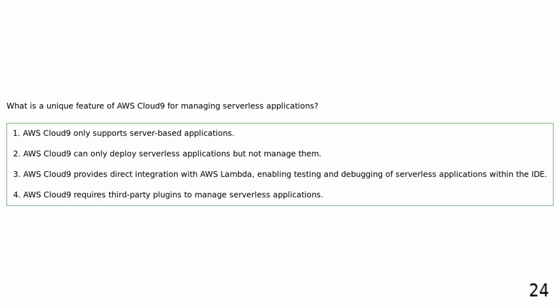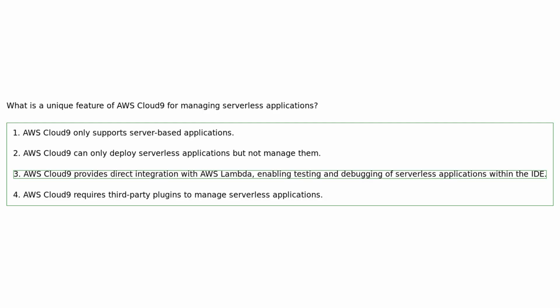What is a unique feature of AWS Cloud9 for managing serverless applications? AWS Cloud9 only supports server-based applications. AWS Cloud9 can only deploy serverless applications but not manage them. AWS Cloud9 provides direct integration with AWS Lambda, enabling testing and debugging of serverless applications within the IDE. AWS Cloud9 requires third-party plugins to manage serverless applications. AWS Cloud9's direct integration with AWS Lambda allows for seamless development, testing, and debugging of serverless applications within the IDE.